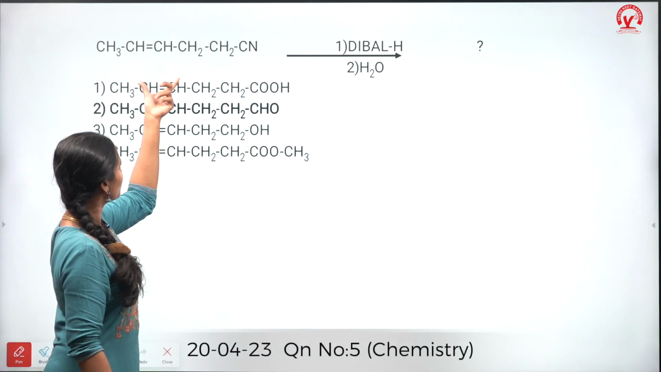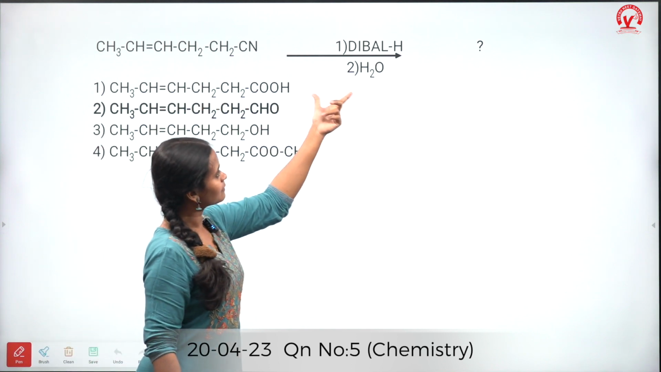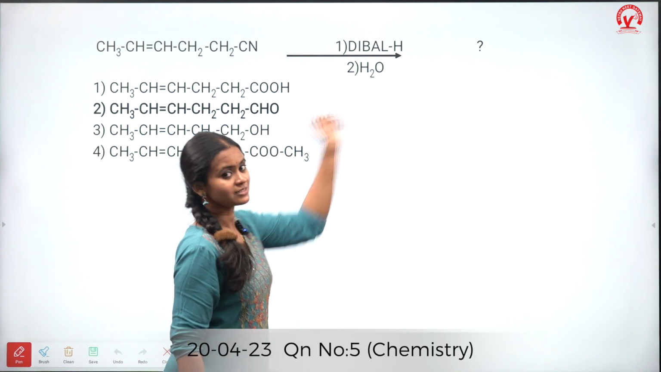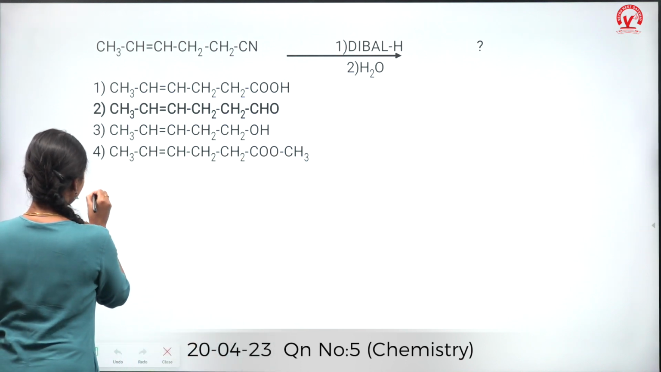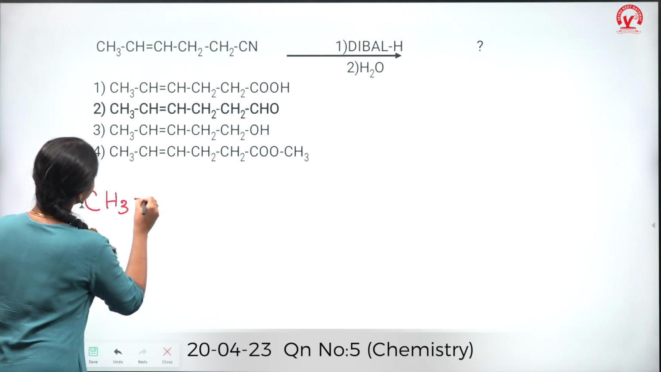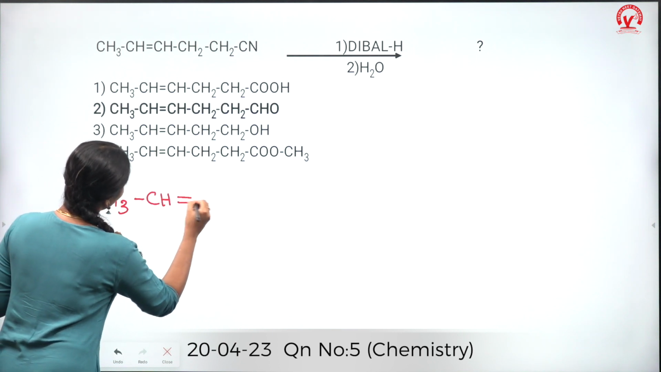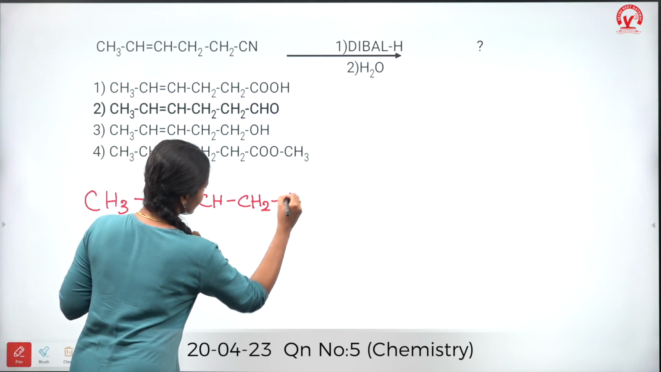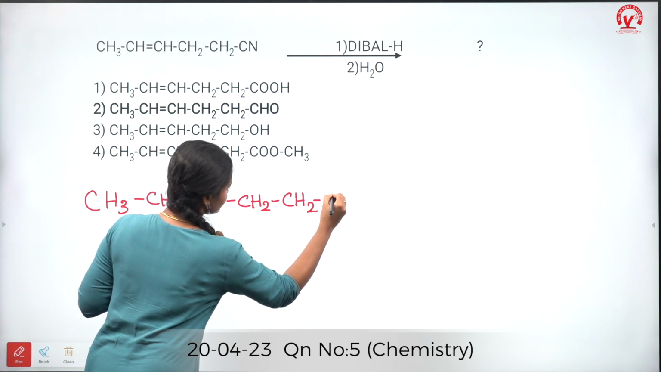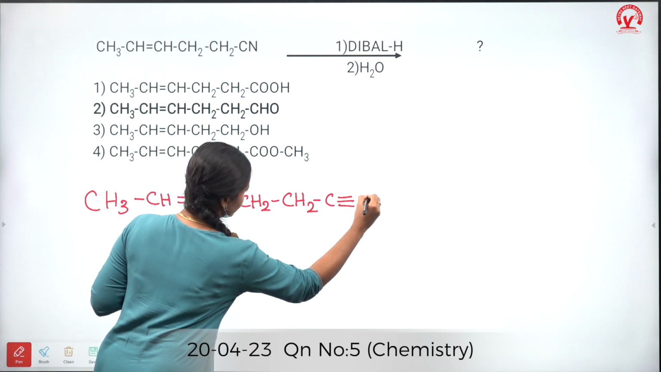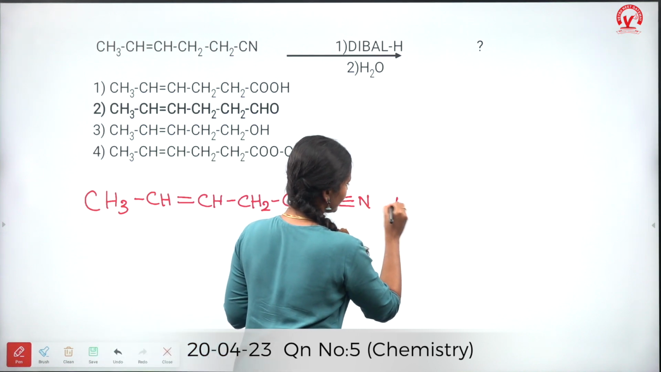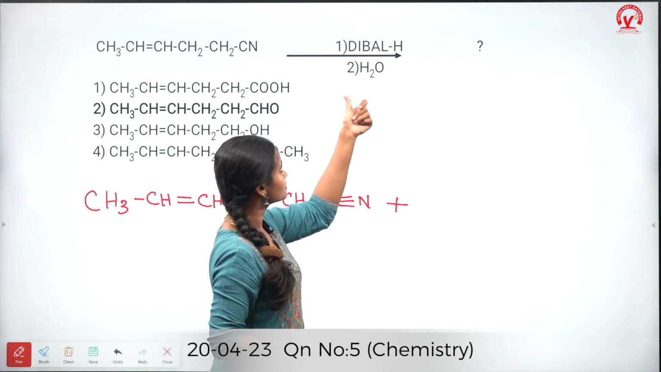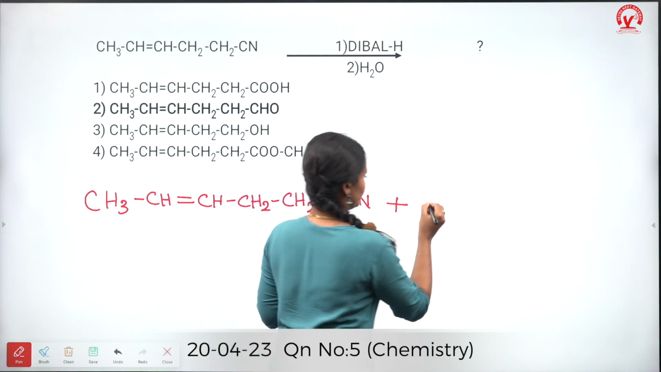Here the cyanide compound is reacted with DIBAL hydrogen, and on further hydrolysis it gives a product that is an aldehyde. The reaction is CH3, CH double bond CH, CH2, CH2, C triple bond N. Here, which is reacted with DIBAL hydrogen. DIBAL hydrogen is nothing but diisobutyl aluminum hydride.